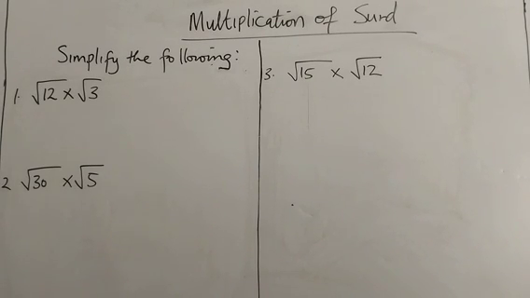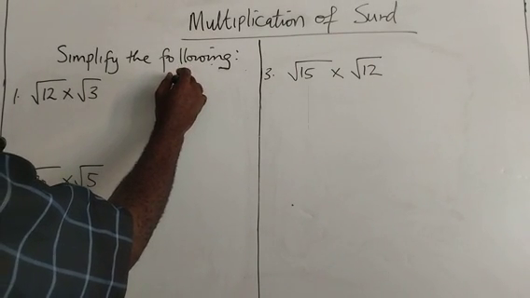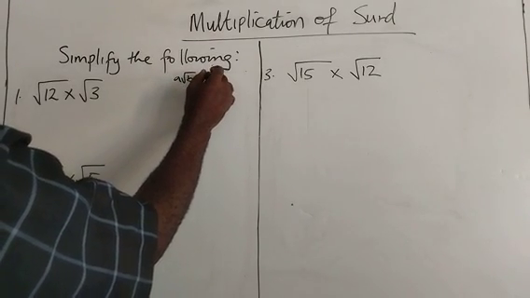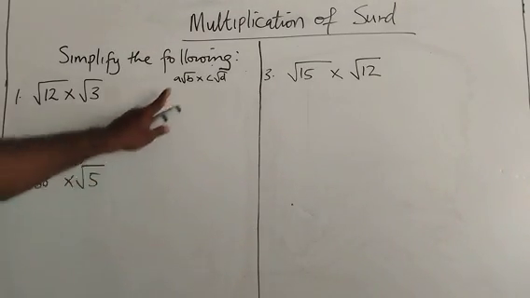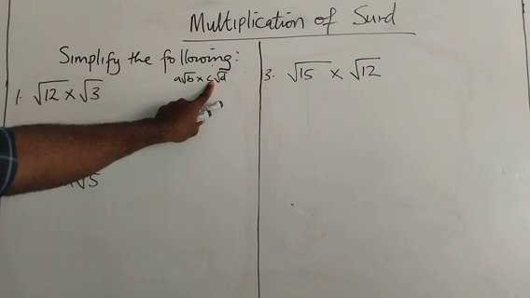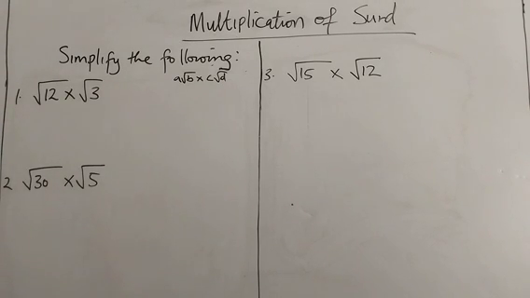Before you can simplify any of these questions, there is something I want you to take note of. In a multiplication of surds, if you have something like a root b times c root d, what is outside the root will multiply what is outside the root. What is under the square root sign will multiply what is under the square root sign.